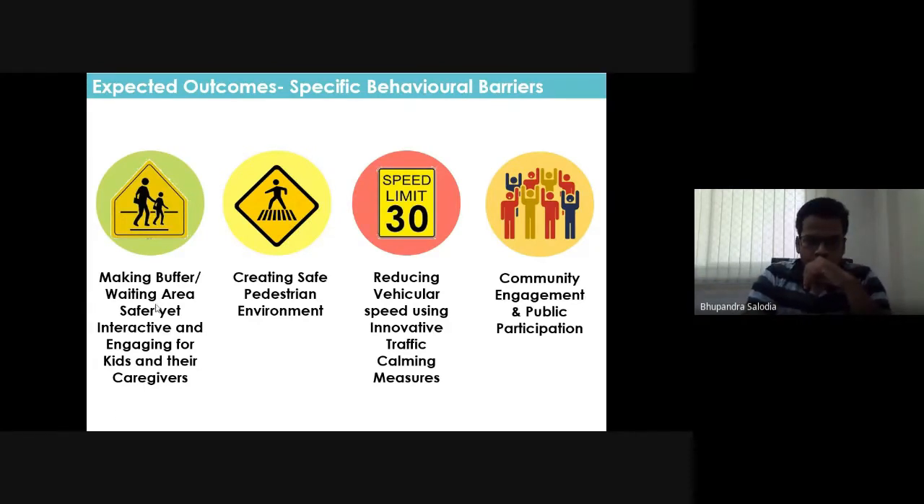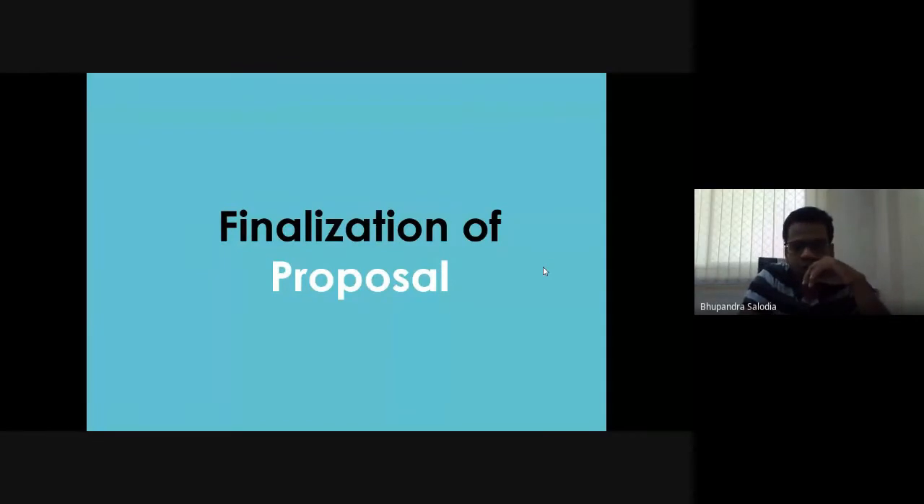So all three of these, you can see, are purely traffic, transport and road safety related. And the fourth one is community engagement. In the starting I said this is a very important thing, community engagement. We can make a behavior change by these spectacles in the community, so we involve the community directly. So these are the expected outcomes, and now the finalization of the proposal.